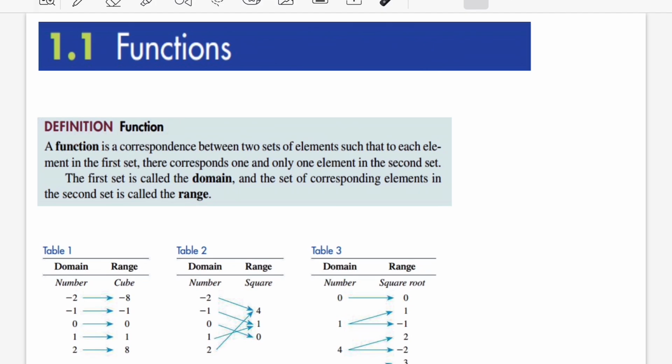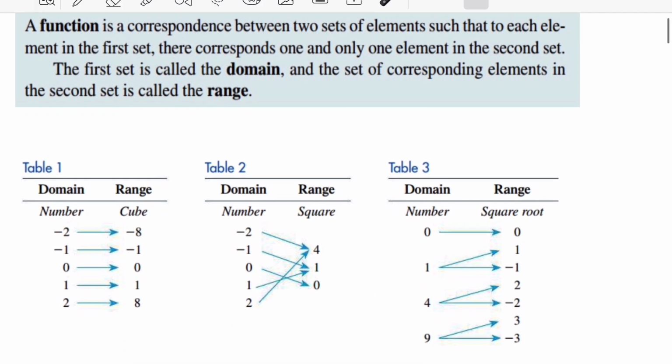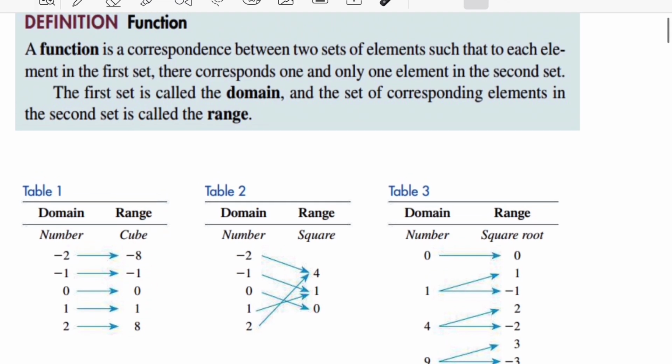So a function is a correspondence between two sets of elements, such that each element in the first set, so in the domain, corresponds to only one element in the second set, which is the range. So if we look at these examples here, these tables, we can see that these are all the elements in our domain, and these are all the elements in our range. And so in order for this to be a function, we want to make sure that each element here corresponds to only one element here. And looking at our table, we can see that this is the case and that this table represents a function.